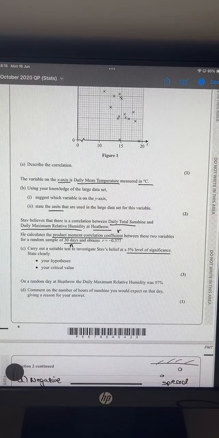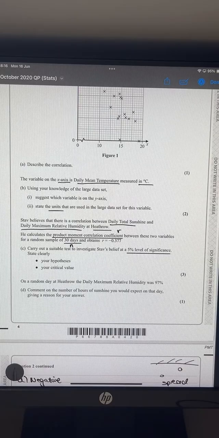One tail? What do you think is one tail? Think about it. So I'm going to read the question again. He believes that there is a correlation between them at Heathrow. He calculates this from the two variables, okay?